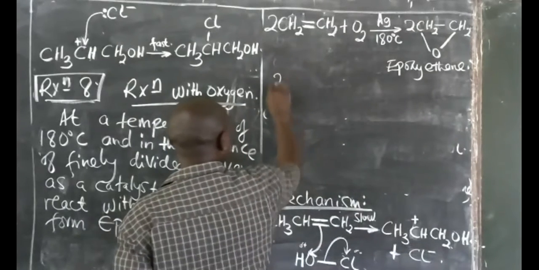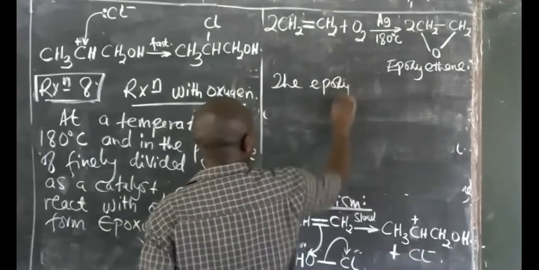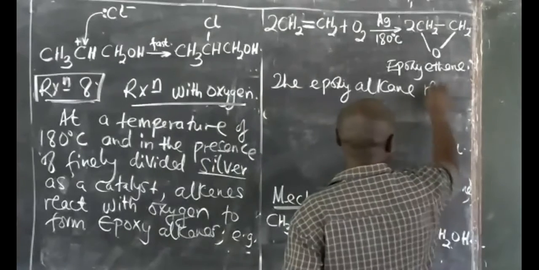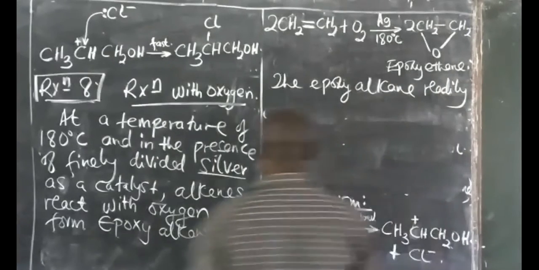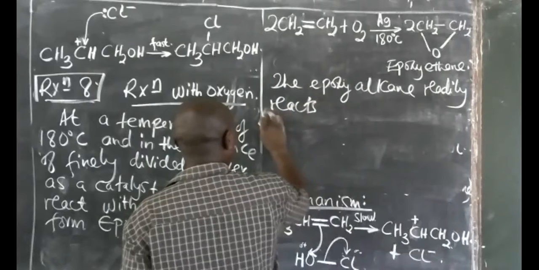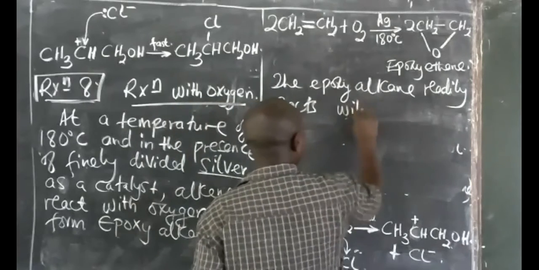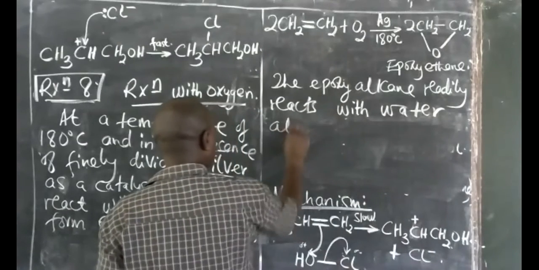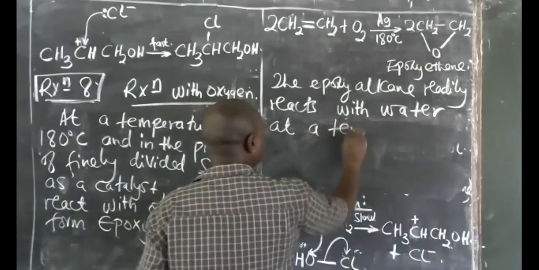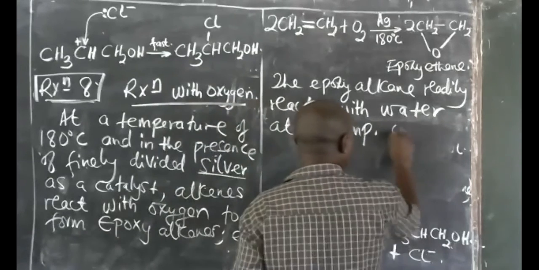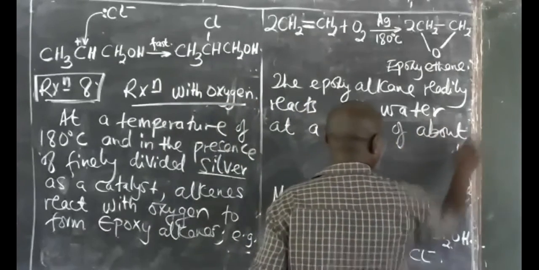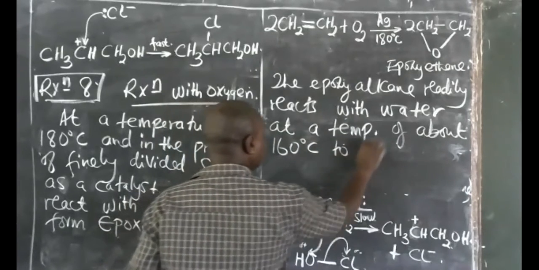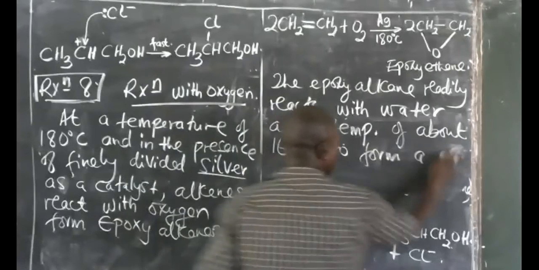So the epoxy alkane readily reacts with water at a temperature of about 160 degrees centigrade to form a diol.